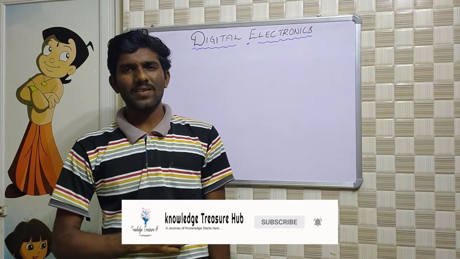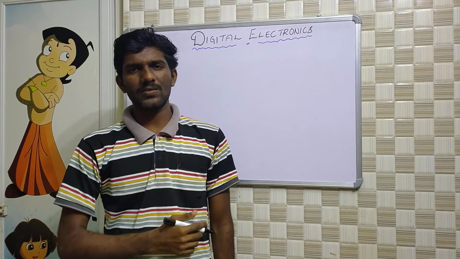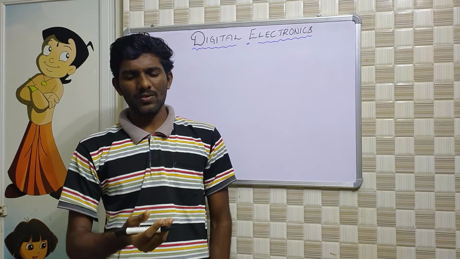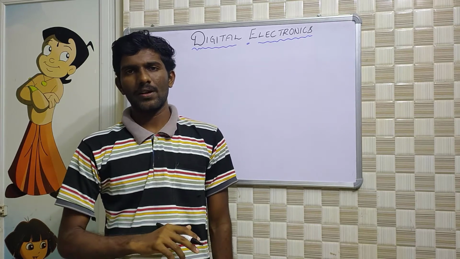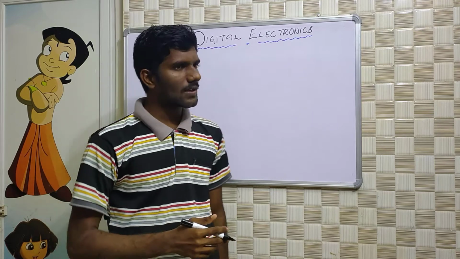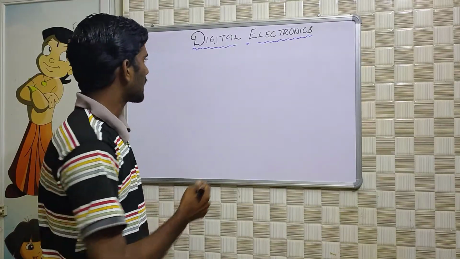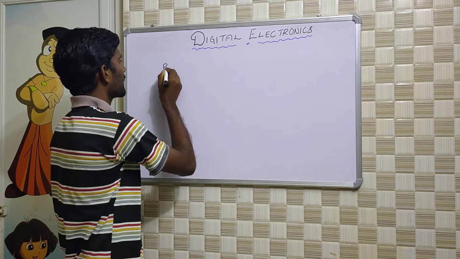So in the previous class we started combinational circuits, right? In the combinational circuits we have already seen the binary adders, full adder, half adder. Now we'll go a little bit ahead in arithmetic circuits, called the parallel adder or binary adder.